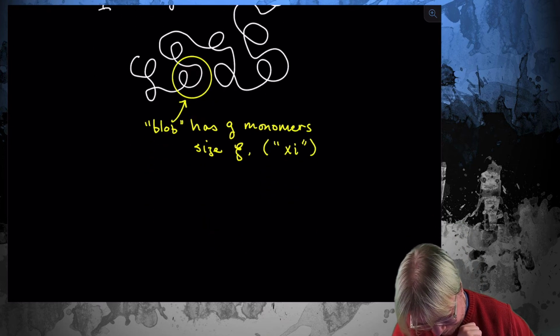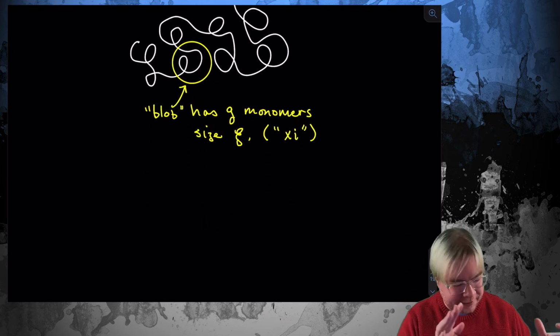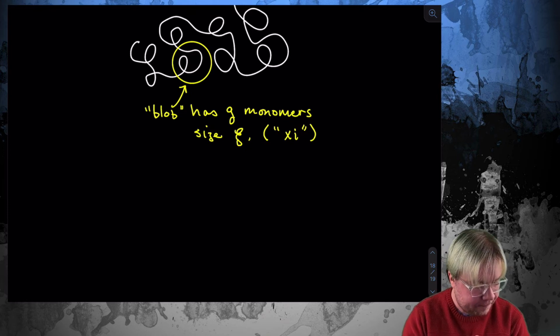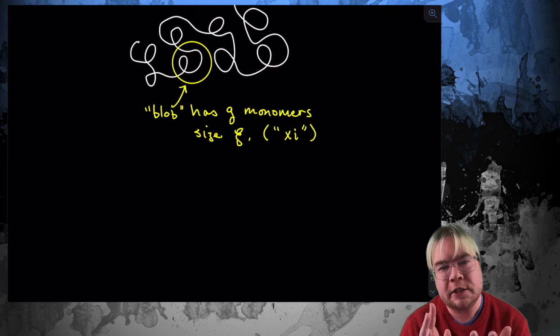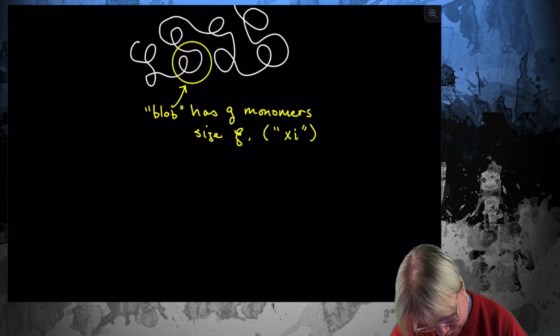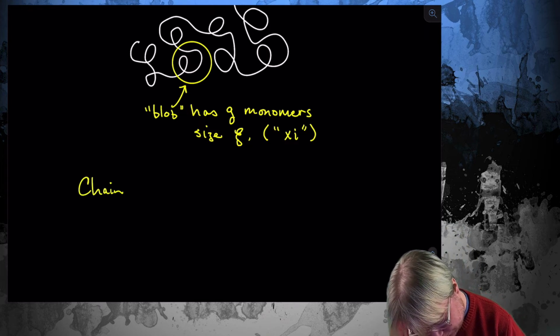All right, so that's where I'm going to start. Now, if a chain has excluded volume, if it's going to be swollen, so the chain will be swollen if what?